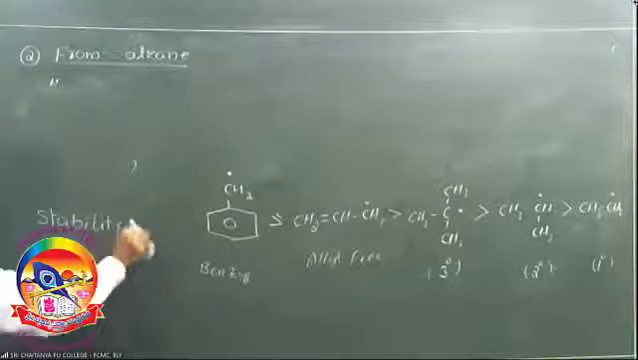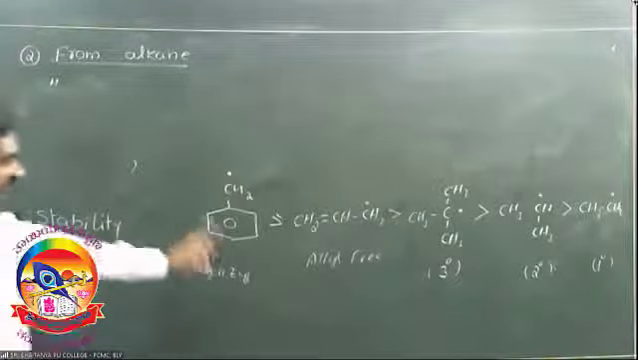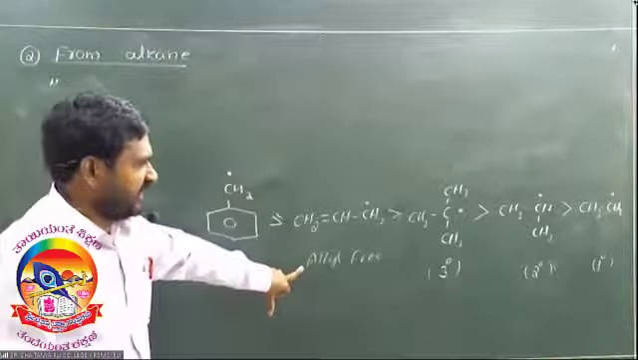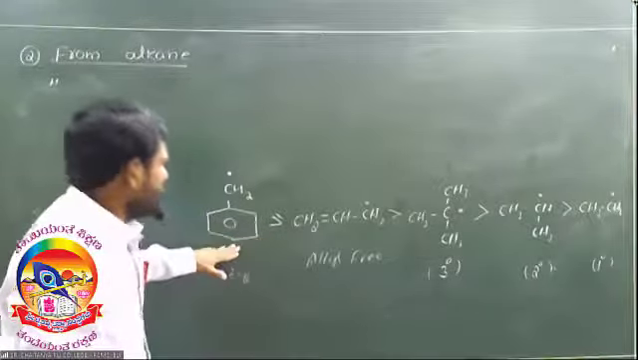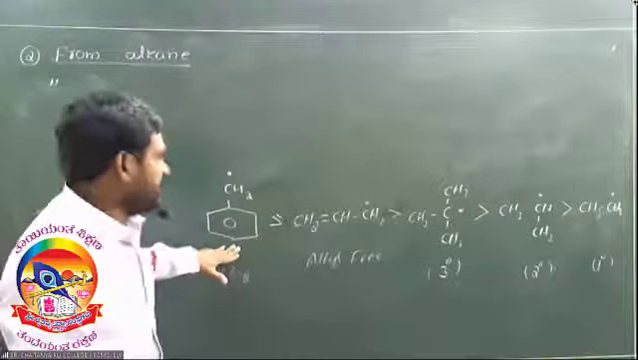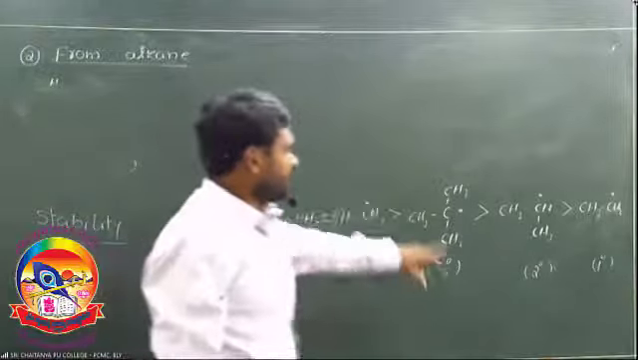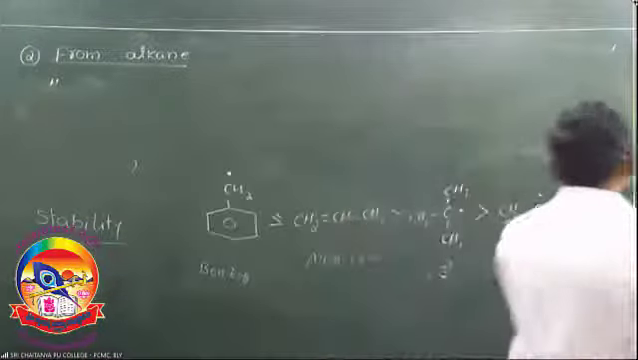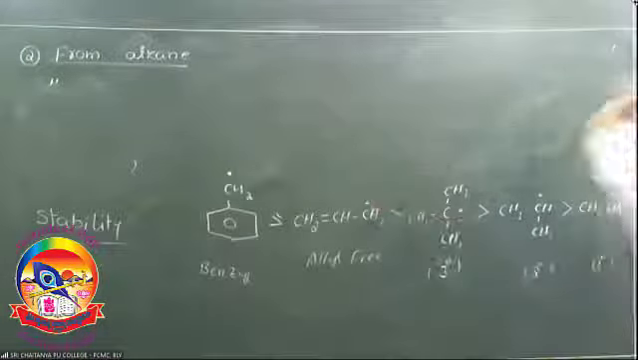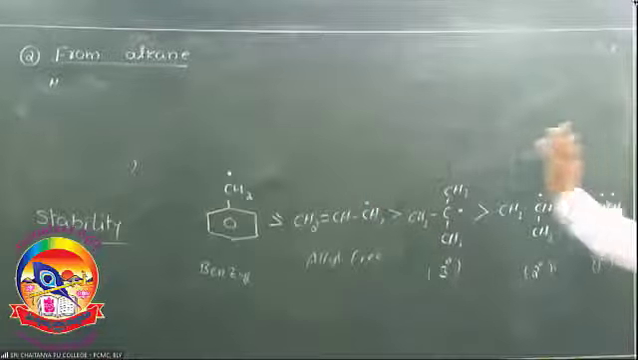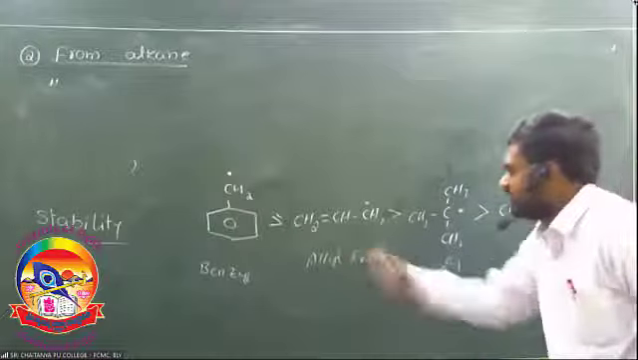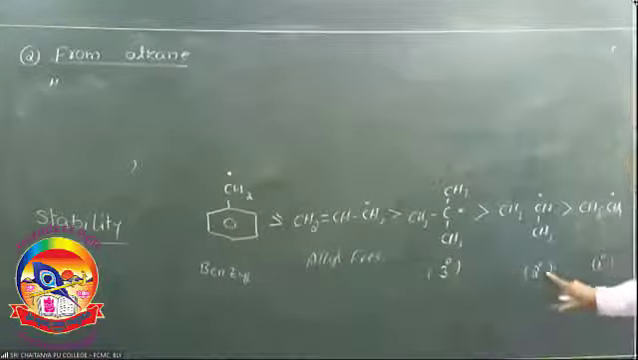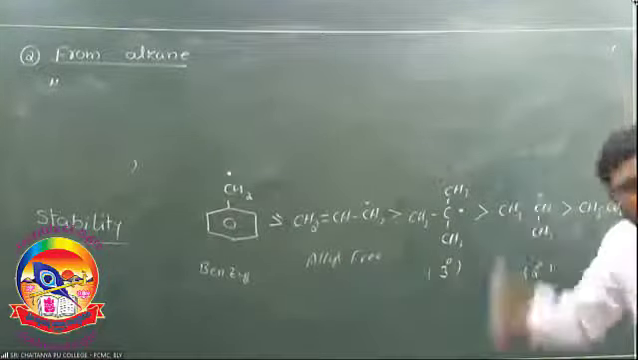What is the stability order? Benzyl free radical is more stable than allyl free radical, or almost the stability is the same, with benzyl free radical slightly more stable. Next allyl, next tertiary, next secondary, next primary. So it is the stability order, and it is very important.